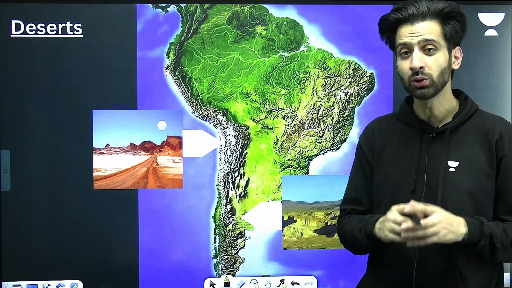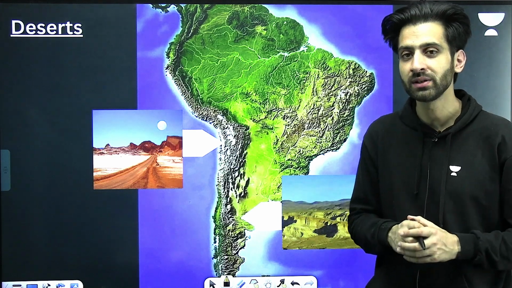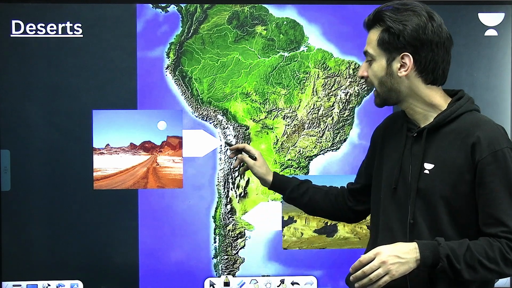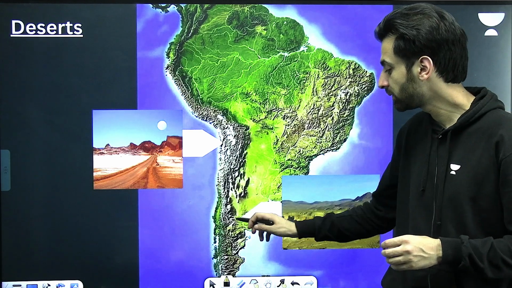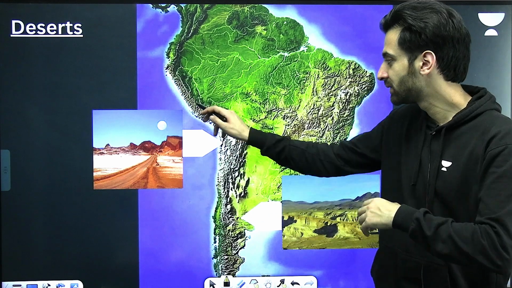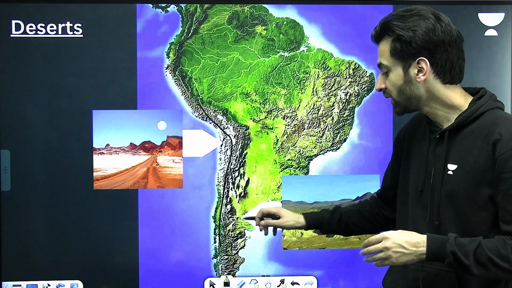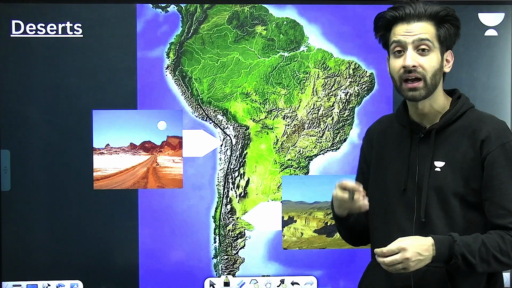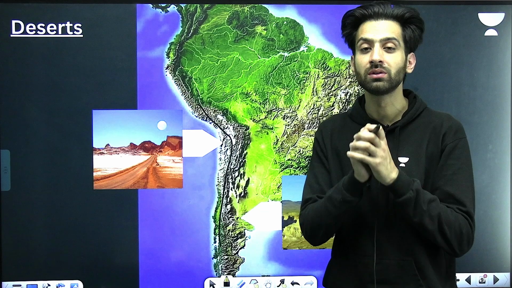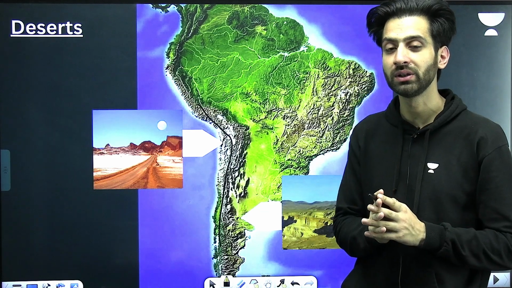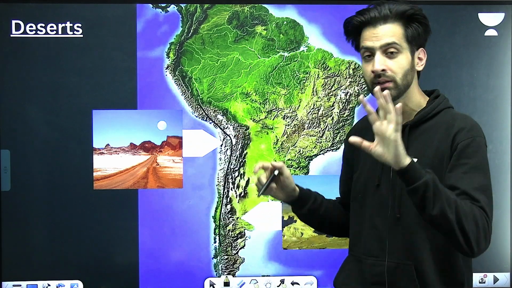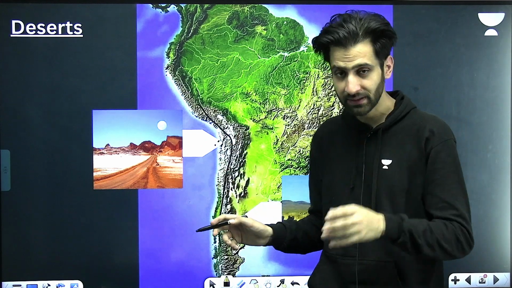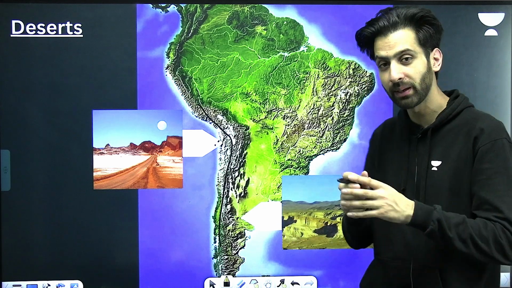Now let's move to the next physical feature, that is the deserts. There are two very important and prominent deserts found in the South American continent. Number one, you will find in the Peru Chile region, that is Atacama Desert, and number two you will find on the other side of the mountain range. If this is the Andes mountain range, on the other side of this you will find one more desert, that is the Patagonia Desert. So these are the two very important deserts that you need to know about in South America. Number one, the Atacama Desert, and number two, the Patagonia Desert.